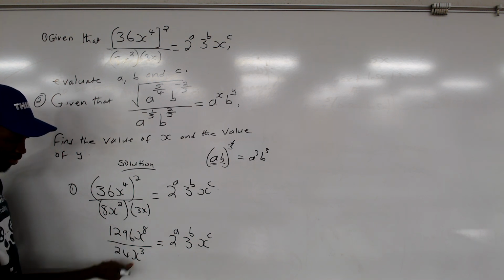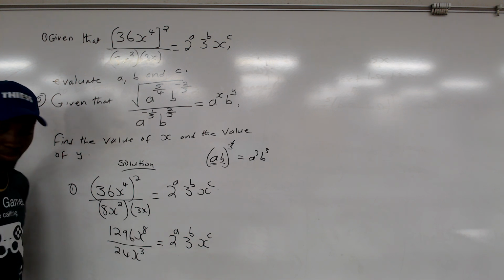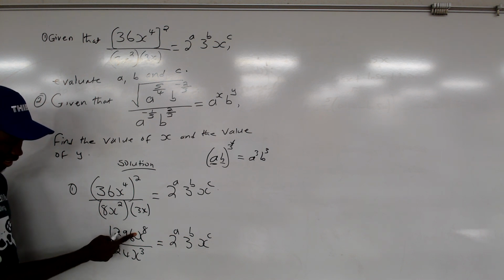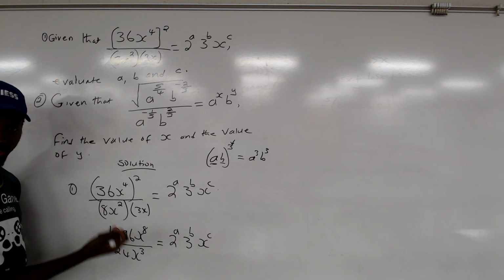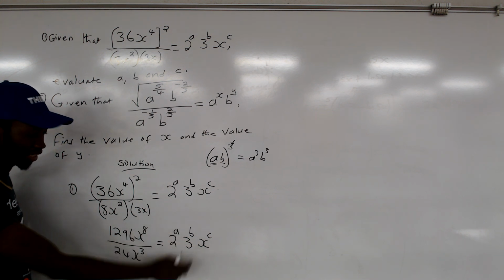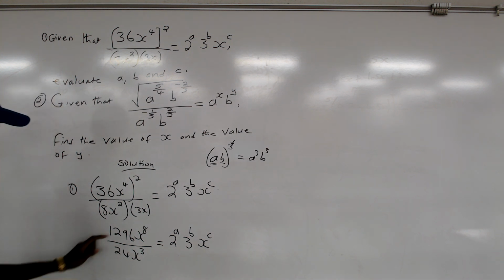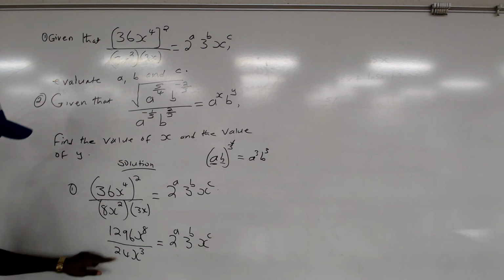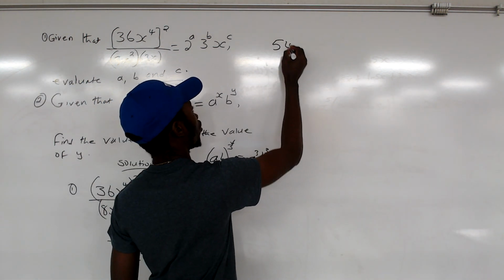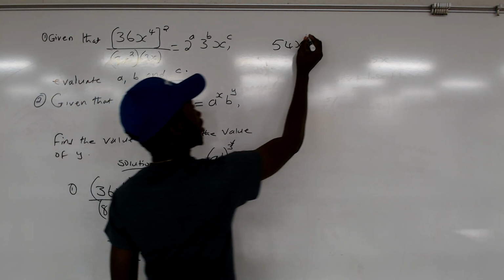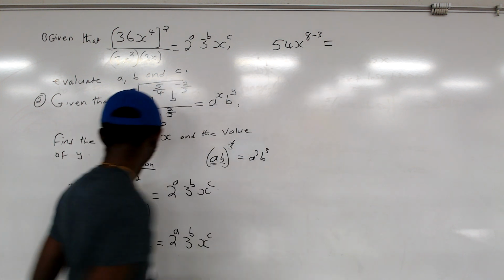So when we are dividing the same variables, you take one and you subtract their powers. So we work with 1296 and 24. We have a number. We also work with x to the power 8 and x to the power 3. We also have another result. We equate that to the right-hand side, which is 2 to the power a, 3 to the power b, and x to the power c. So if we do that, 1296 divided by 24, we have 54. So when this is divided by this, we have 54 x raised to the power 8 minus 3. So we are done with the left-hand side.